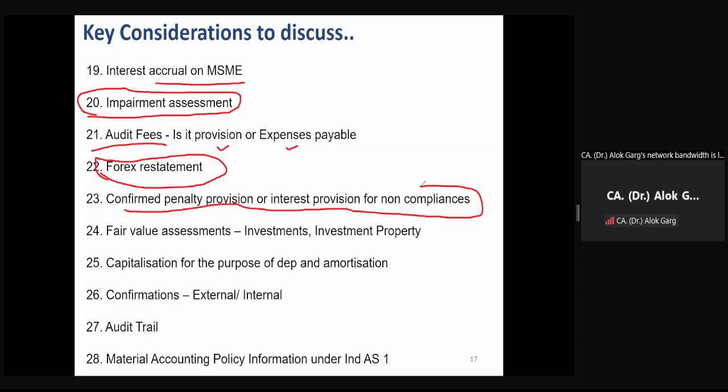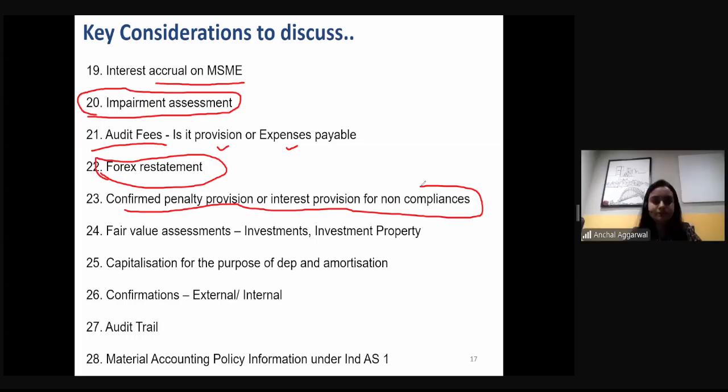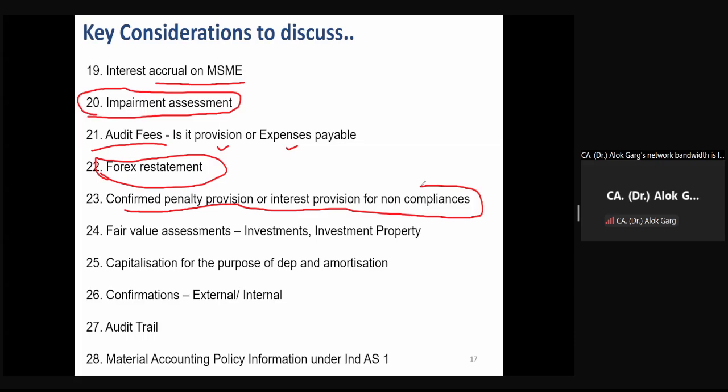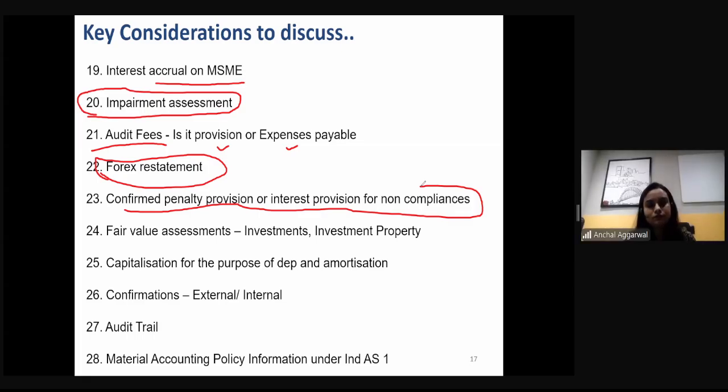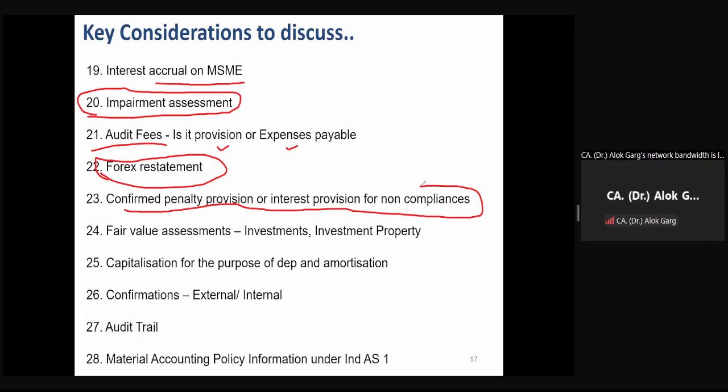But do we need to accrue this penalty on this non-filing of return? Of course, yes. So the confirmed penalty provision needs to be taken, or interest provision for non-compliances has to be taken. But for example, the income tax case was going on. The AO has disallowed some amount, and the AO has also issued a notice of section 271(1)(c), that penalty notice, right? For which the company has gone into litigation again. So that kind of penalty provision does not need to be taken. But if it is a confirmed penalty provision, that needs to be taken in the books of accounts.